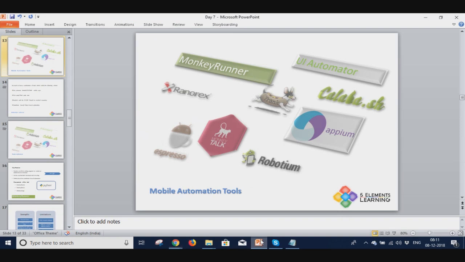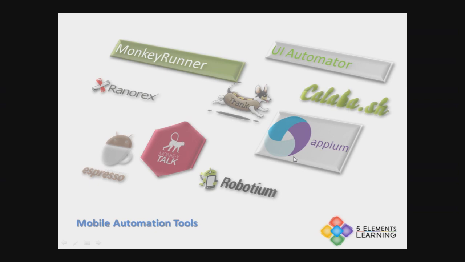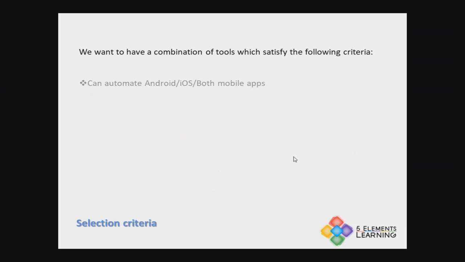Okay. So what are the different types of mobile automation tools available? You have something called Appium, which is our tool of interest, Calabash, Frank, Robotium, UI Automator, MonkeyTalk, Espresso. Now let us see what selection criteria we have, and which tools will satisfy those criteria.